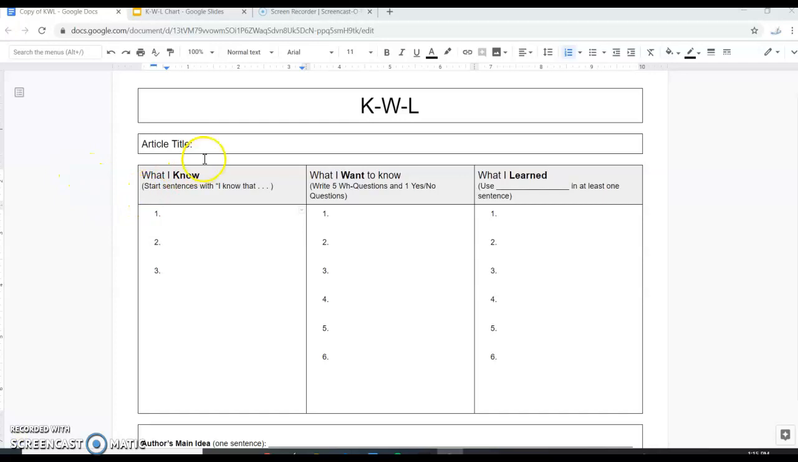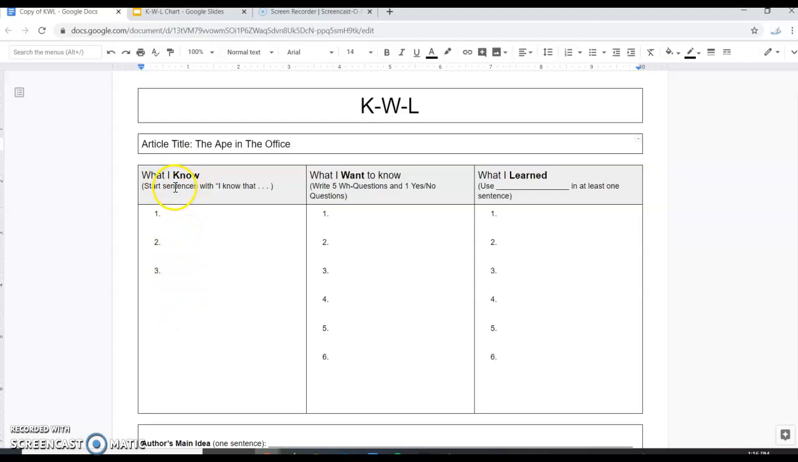Okay, here we're back at our KWL chart, and we're going to start filling this out based on the article called "The Ape in the Office." So the first thing that we want to do is type in the article's title, which is "The Ape in the Office." And then we can fill out some of these columns.